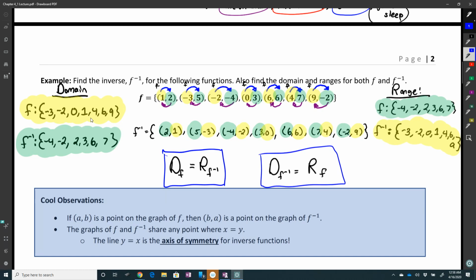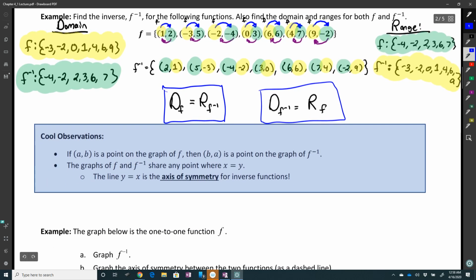Anyway, so again, a cool observation is if (a, b) is a point on the graph of f, then (b, a) is a point on the graph of f inverse. 1, 2, 2, 1, negative 3, 5, 5, negative 3, negative 2, negative 4, negative 4, negative 2. So that's the observation that we found. But then also notice that there was one point that stayed the same. 6, 6 stayed 6, 6.